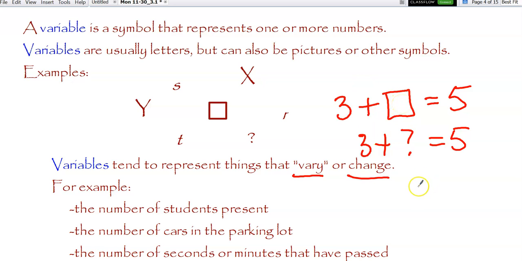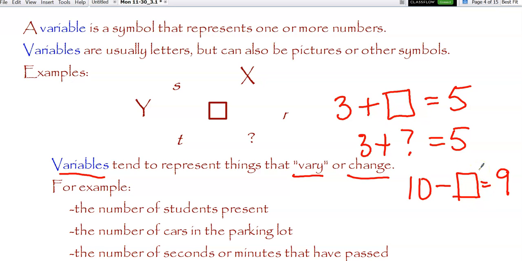But then I could write another expression. And what if I say 10 minus this box equals 9? Well, in this example, you know that 1 goes in the box. So this box represents the number 1. In this equation, this box represented the number 2. So we call it a variable because it can change. Now, in one equation, that variable cannot change. It has to be the same number. But notice in 2 different equations, this box stands for different numbers.